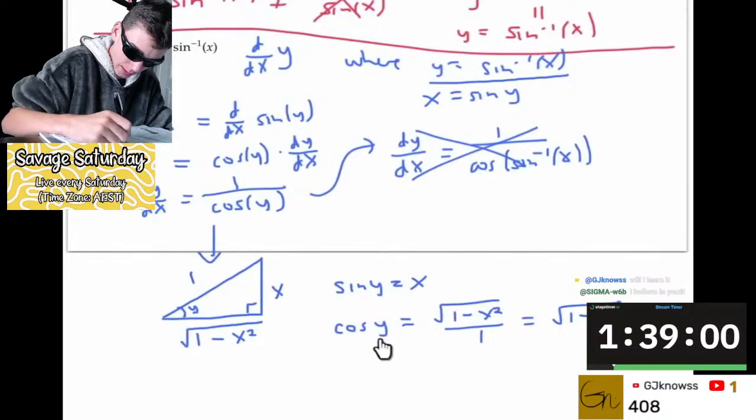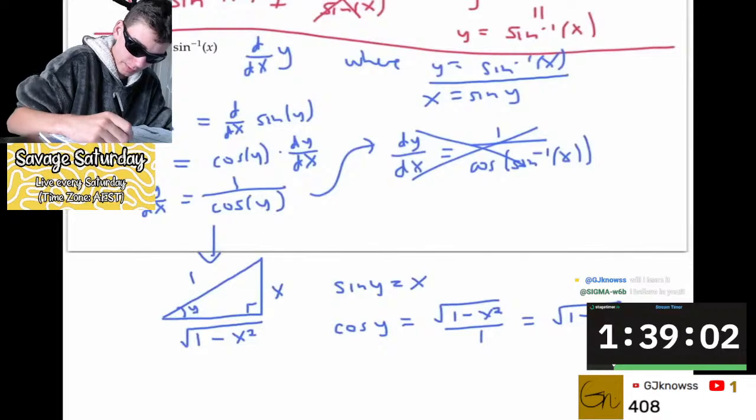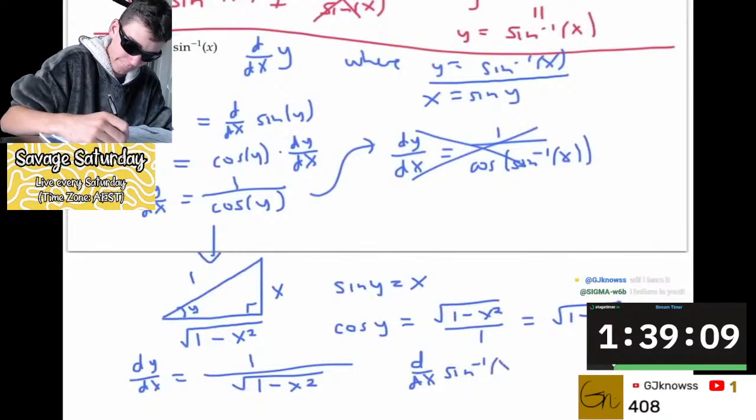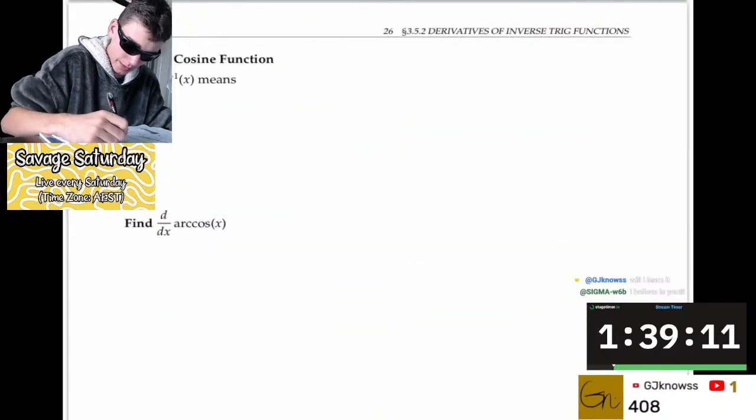So now that I have a formula for cosine y in terms of x, I can go back to my derivative and substitute, and I get dy dx is 1 over the square root of 1 minus x squared. In other words, I found a formula for the derivative of inverse sine of x. We can carry out a similar process to find the derivative of inverse cosine.